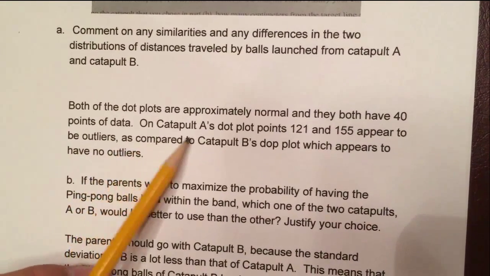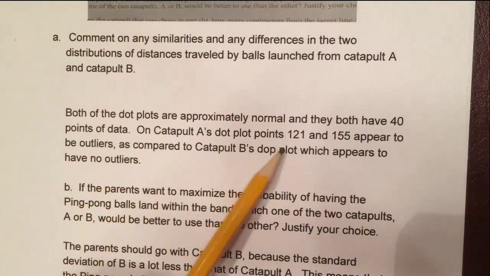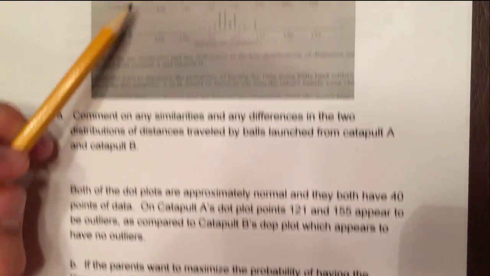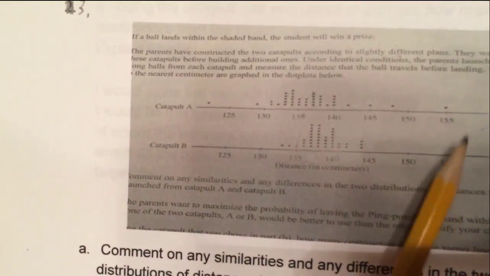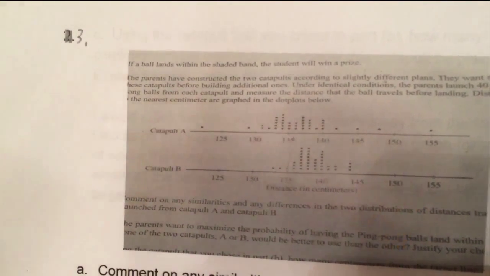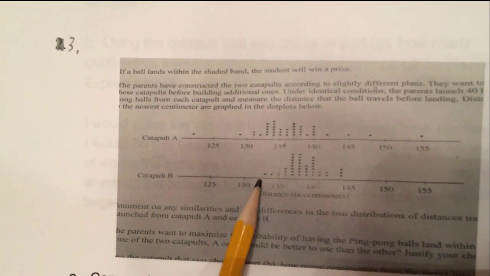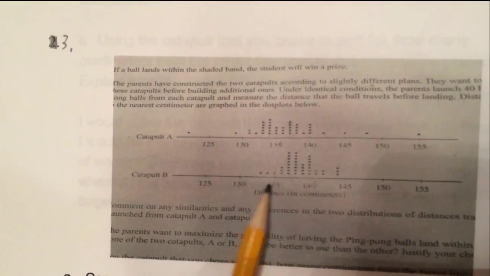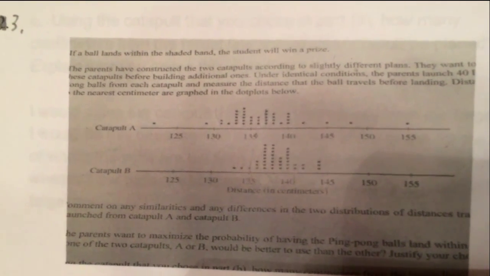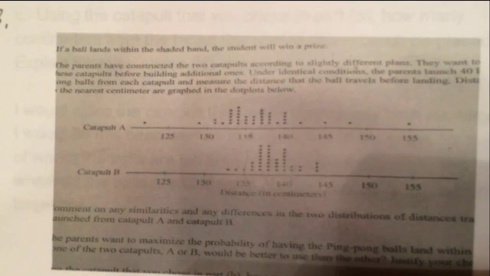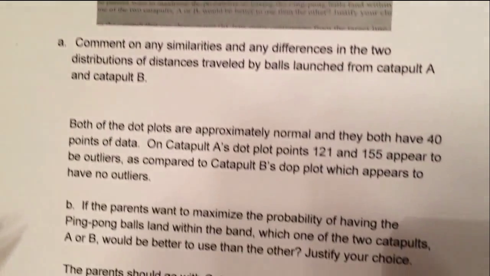And on catapult A's dot plot, now this is going over to some differences. There appear to be some outliers at about 121 and 155, compared to dot plot B, which seemed to have no outliers, and it's a pretty condensed graph. So those are some similarities and differences between the two graphs. So let's move on to part B.